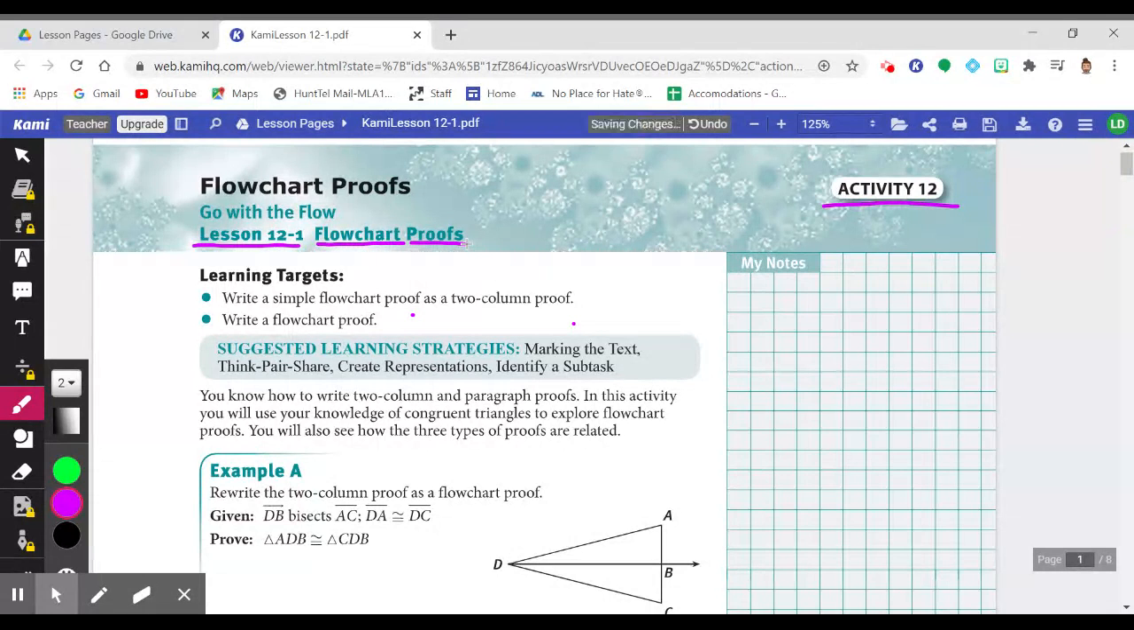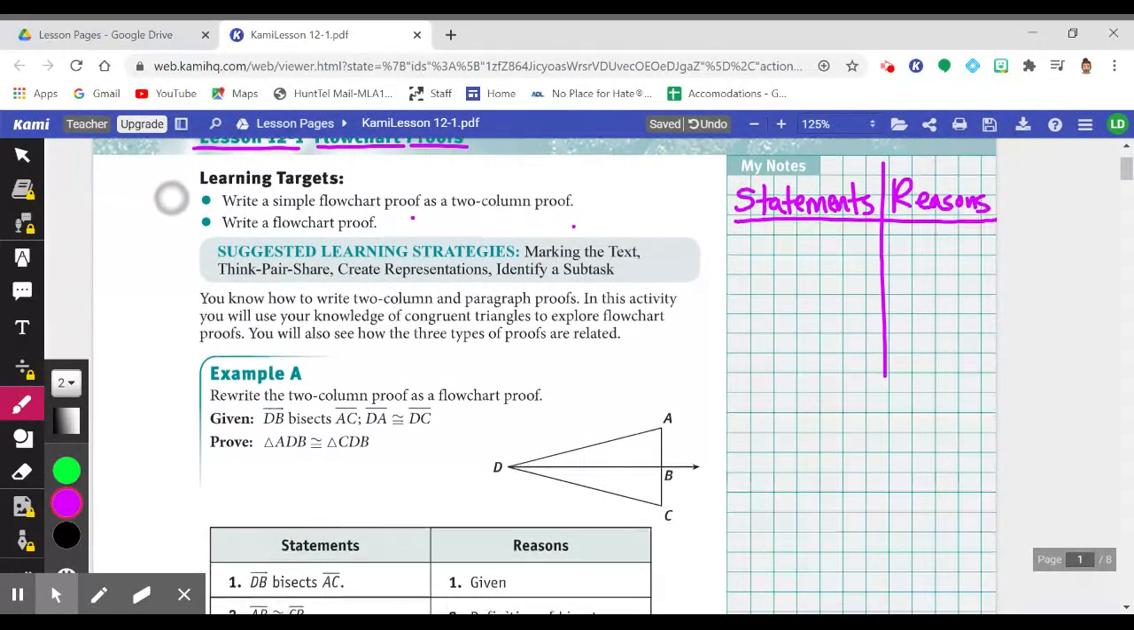Up until this point, we've really been focused solely on what's known as a two-column proof, with our statements on the left and our reasons on the right. It's a two-column proof because it literally is two columns. Now in this lesson, we're going to take all that knowledge that we've been learning in Activity 11 about congruent triangles, and we're going to start writing what's called flowchart proofs.